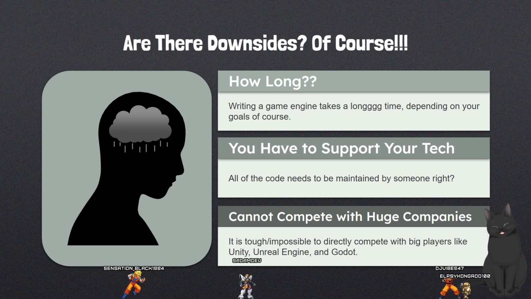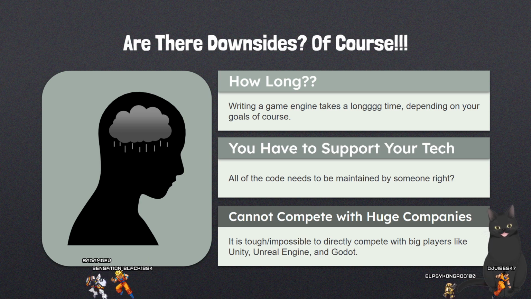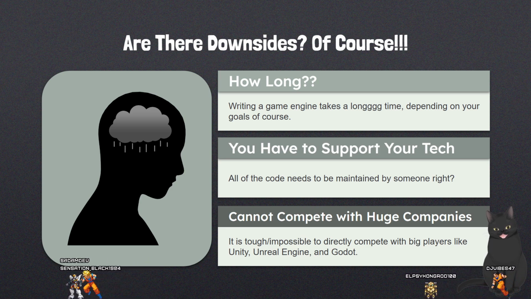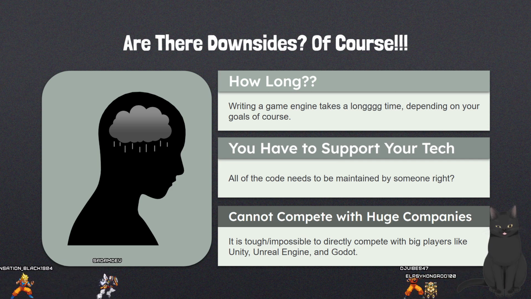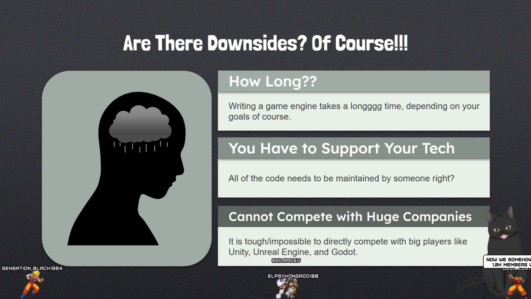All right, and then the next thing is you cannot compete with huge companies. If you're trying to make a game engine and directly compete with other companies, they have huge teams. You're not going to do it. There are other engines like Unity, Unreal, Godot, and Game Maker. They have huge teams working on those engines. You're not going to compete with them. But if you find your own niche and you want to work on your own little tech, or you want to try out something kind of obtuse, you can try it.